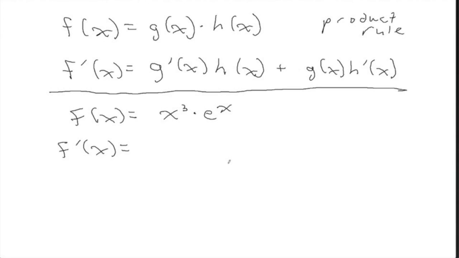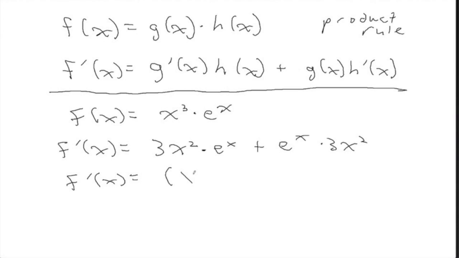Okay, so we could rewrite this as 3x squared times e to the x plus e to the x times 3x squared. Like this? Yep. Okay, let me help you with that a bit. Let's actually write this down. It's probably good to write this in more steps. So we could write that like this.